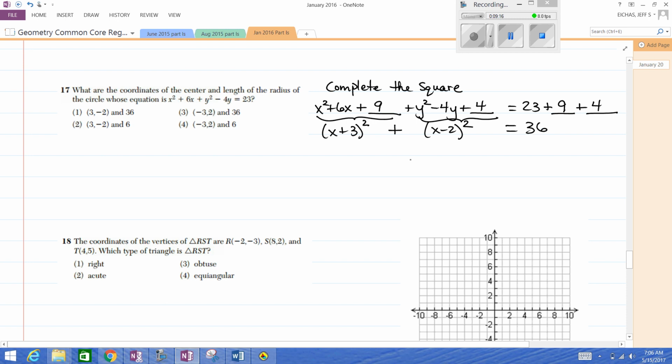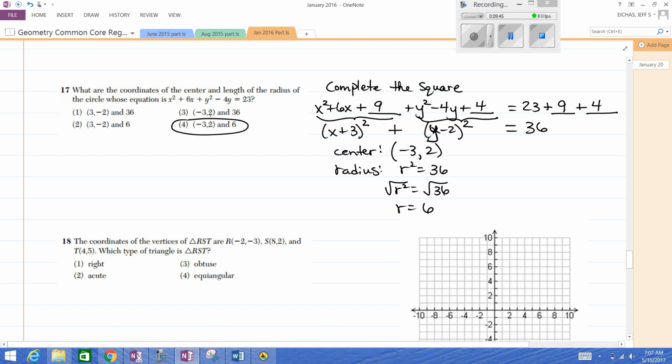And now what we have is a center. Whatever makes these 0. Whoops, sorry, that was a y there. This is negative 3, 2. And radius is going to be from the r squared right here. That's 36, so we square root both sides, and we get r is 6. Okay. And we're looking at choice 4 here. All right. Continue.